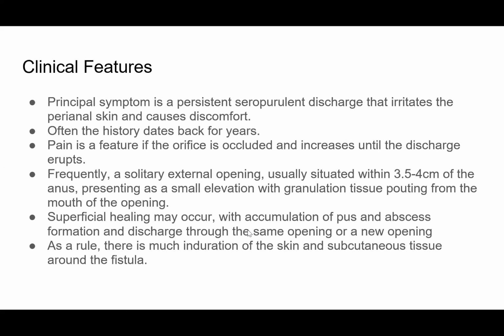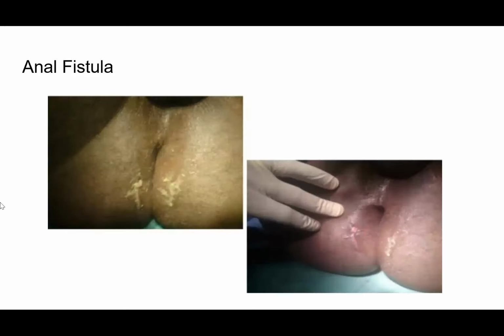So patients will keep giving us a history of a discharge that they notice that heals up and then reopens again. So it dates back for a longer period of time as opposed to an anorectal abscess. As a rule, there is much induration of the skin and subcutaneous tissue around a fistula because of the chronic inflammation. So these are diagrams showing anal fistula.